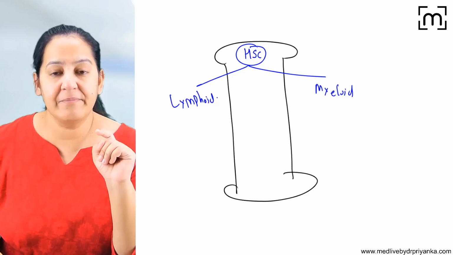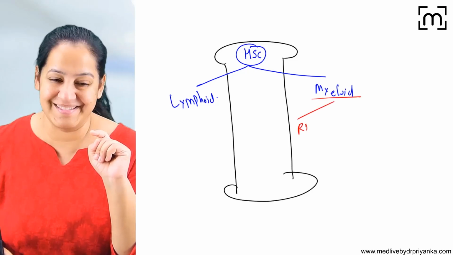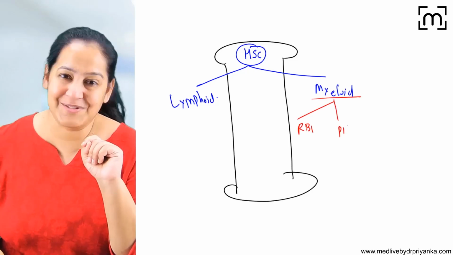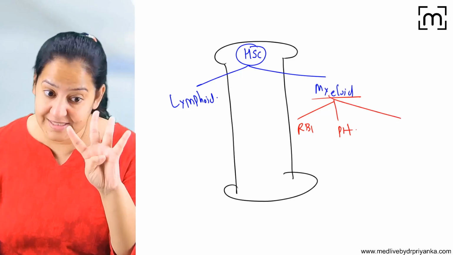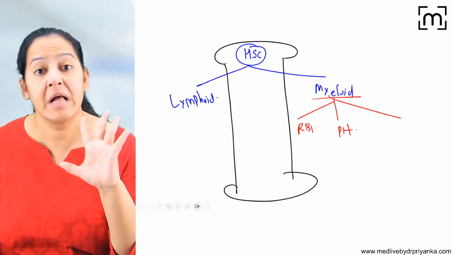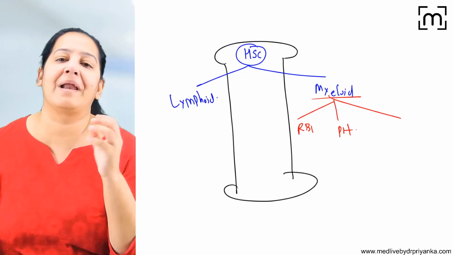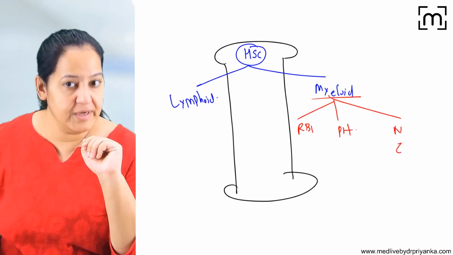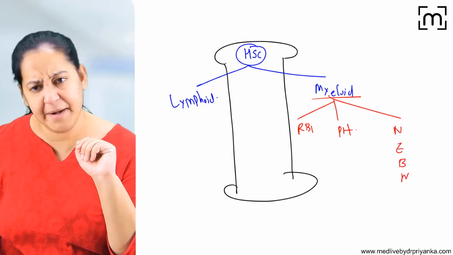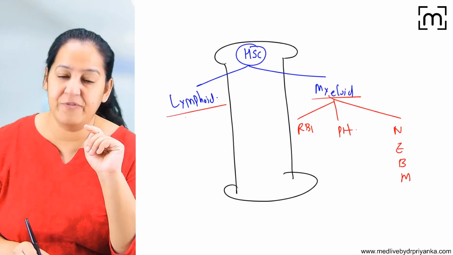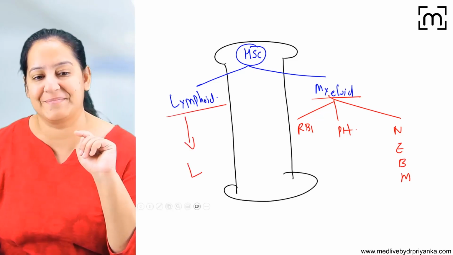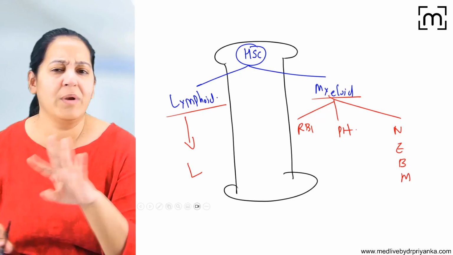Now the myeloid stem cell gives rise to RBCs. The myeloid stem cell also gives rise to platelets, and the myeloid stem cell gives rise to 4 WBCs out of 5. Total 5 WBCs are there, out of which 4 arise from myeloid stem cell. Which 4? Neutrophil, eosinophil, basophil, and monocyte, but not the lymphocyte. So only lymphocyte is remaining. That lymphocyte arises from the lymphoid stem cell. So lymphoid stem cell gives rise only to lymphocyte.